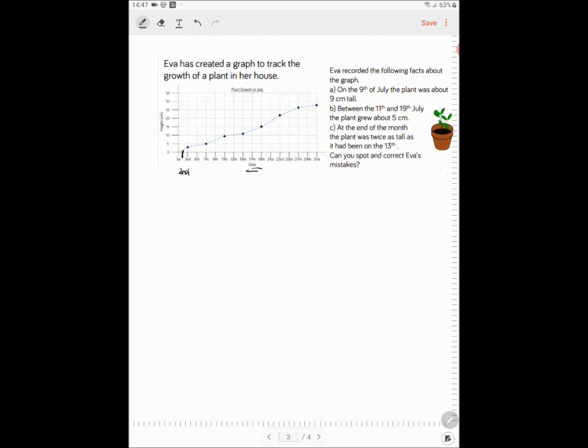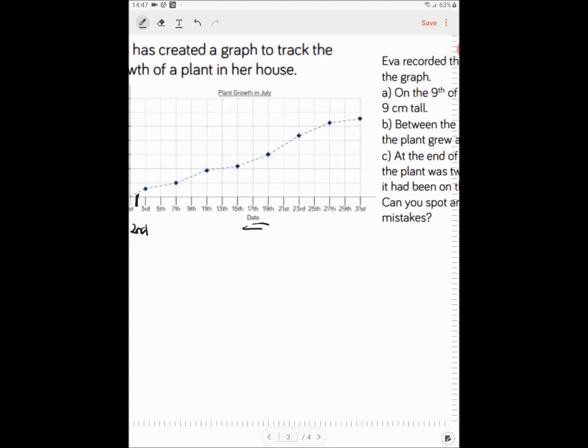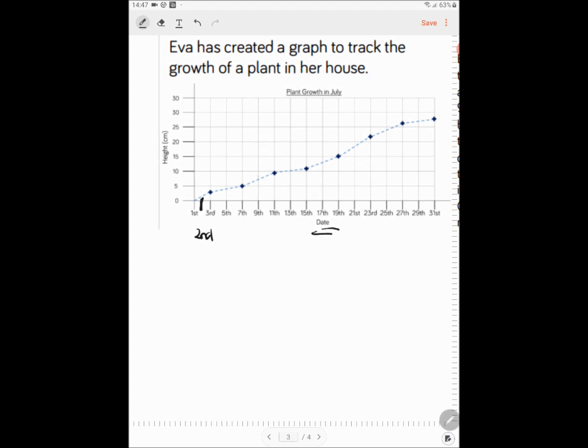On the left-hand side, on the y-axis, we've got the height in centimetres. So it's how high the plant has actually grown over time. So on the 9th of July, the plant was about 9 centimetres tall. Is that true? So let's have a look. We're looking on the 9th of July. There's the 9th. Now we don't have a data point, but at the point at which it actually crossed, let's cross over, oops, wiggly line, it's not far off true.